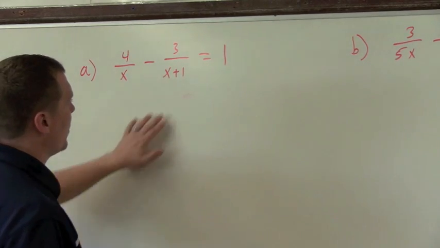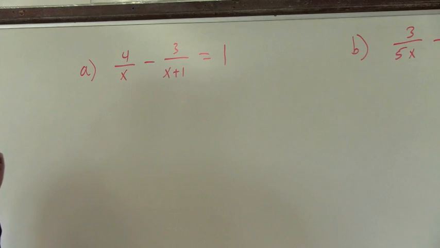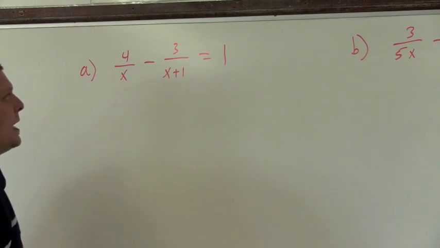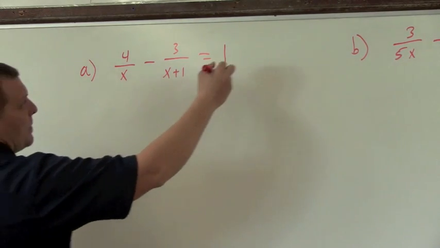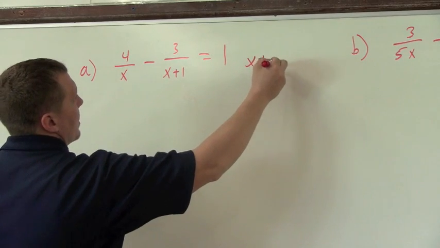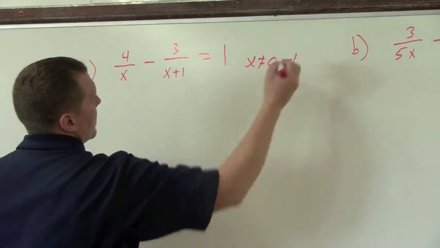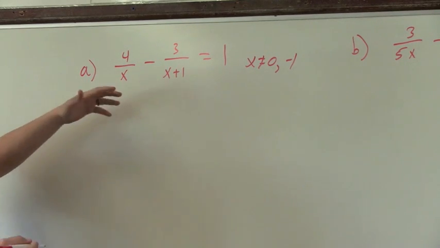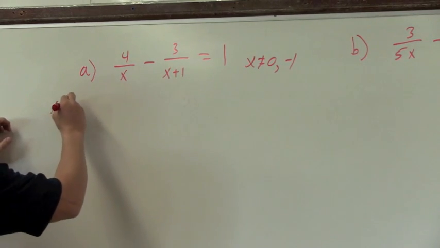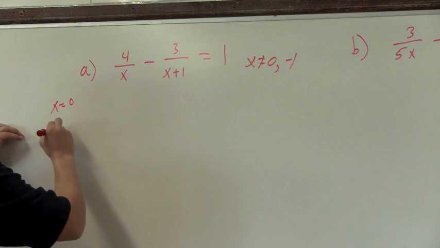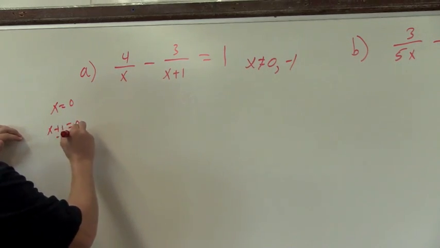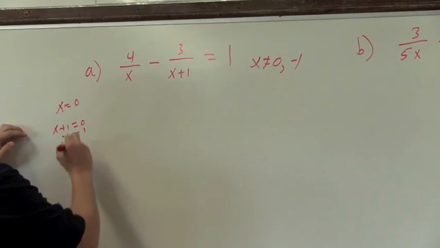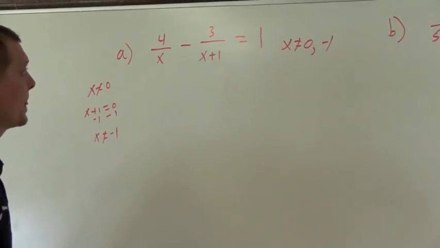Okay? And before we do that, again, we've got to find our restrictions. Our restrictions are what x cannot be. Well, x cannot be 0 and -1. So those are what x cannot be. Because again, if I set those equal to 0, x equals 0, there you go, that one is solved. x plus 1 equals 0, and minus 1, x is equal to -1. So that's what x cannot be.